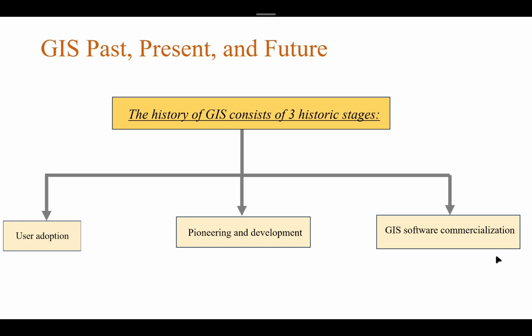So the history of GIS is basically in 3 stages. So it's the past, the present, and the future. So the first stage is the pioneering and development stage that we spoke about. The next is GIS software commercialization, and then the third is user adoption that we spoke about. So this is quite relevant for you to remember.